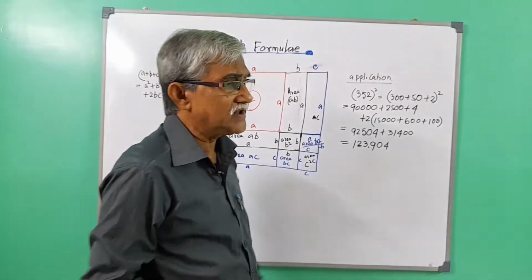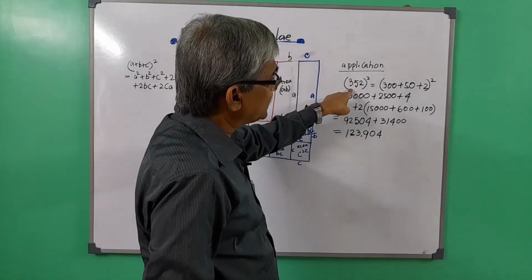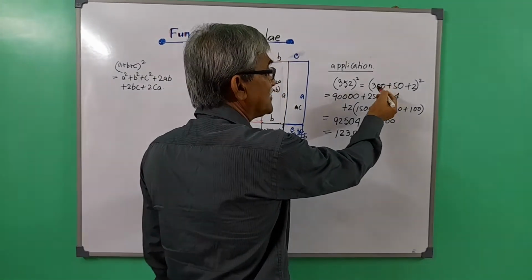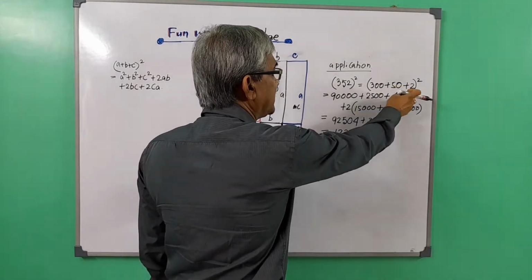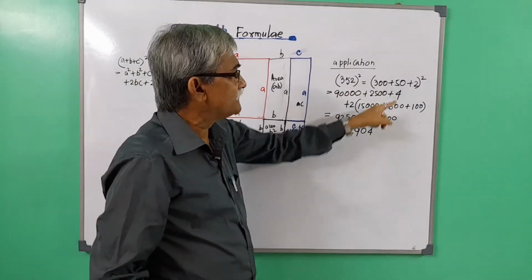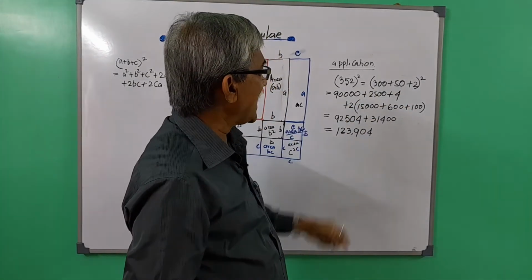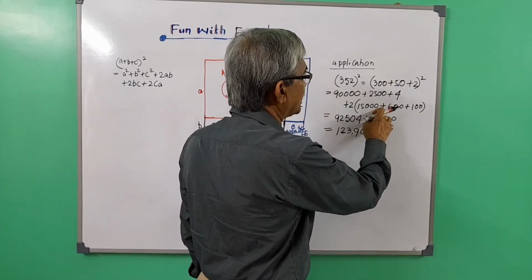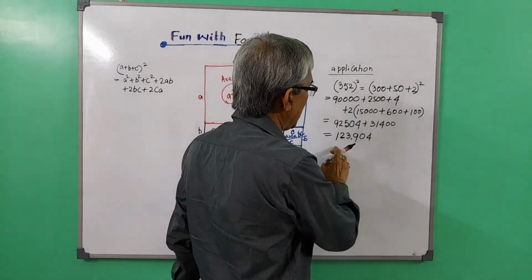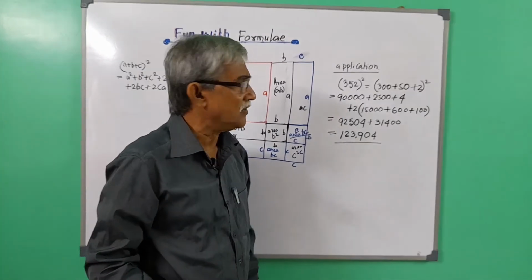Now what is the application in numerical calculations? Say you have been given 352 whole square. So I am just writing this 352 as 300 plus 50 plus 2. That is, assume this is a and this is b and this is c. So just square it: 3 3s are 9, and 90,000 will come, 5 5s are 25, that 2,500 will come, and 2 squared is simply 4. And this is 2 times 300 into 50, this is 30,000, 300 into 2 is 600, and 50 into 2 is equal to 100. You just add it and you get this result, 123,904. 123,904. Is this not a fine one?